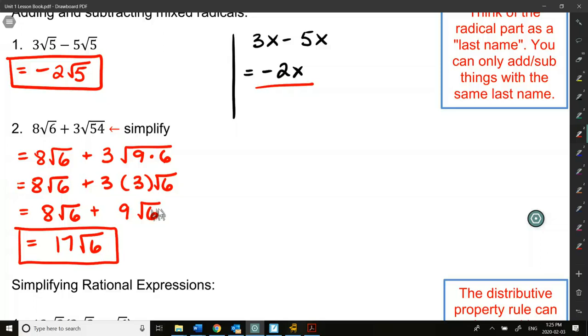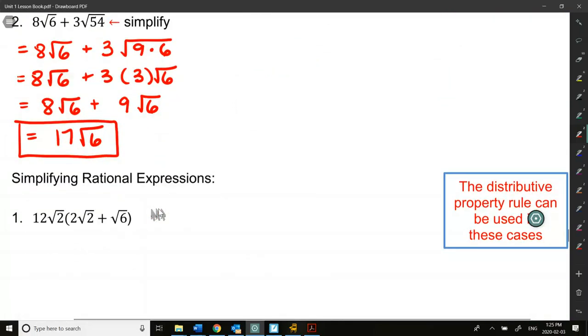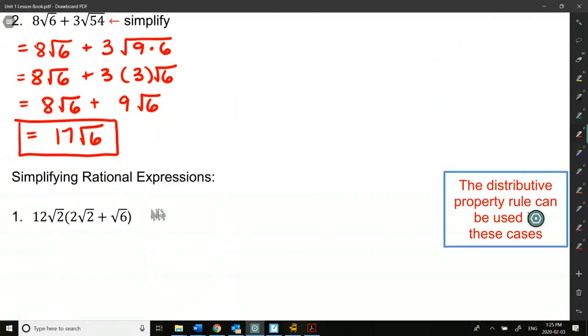Any questions on those two? Okay, and then last part here is simplifying rational expressions, so expanding and simplifying. So this is like distributive property, what you've been doing in grade 10, all of that kind of good stuff.